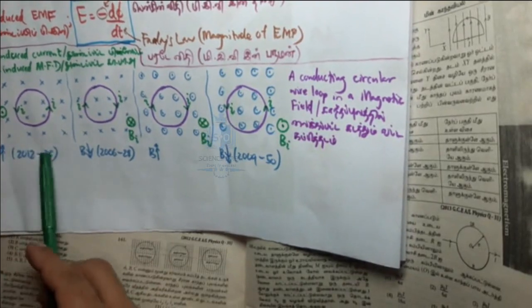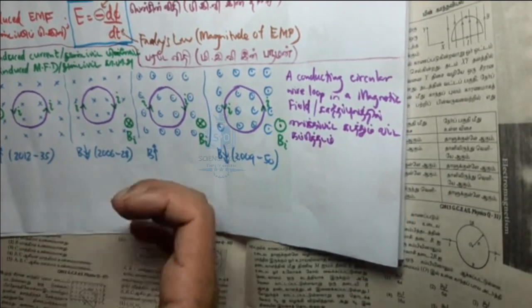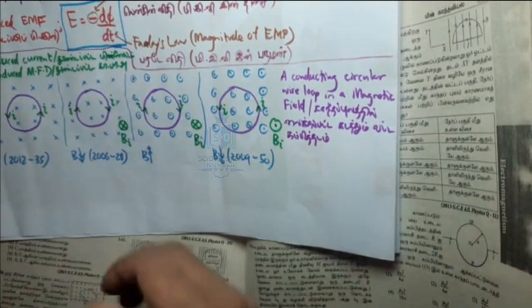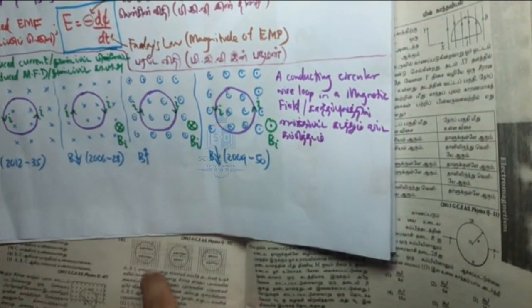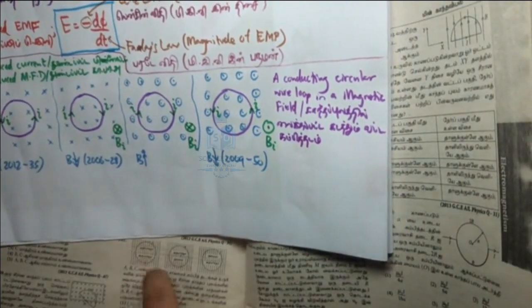Into the plane increasing means current will be in this direction on top and the bottom part of the circle. Okay, so there will be a current. They will not oppose each other.